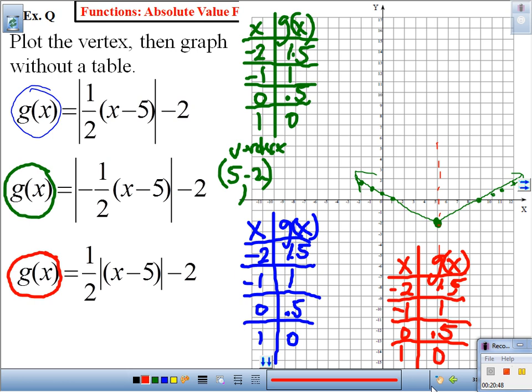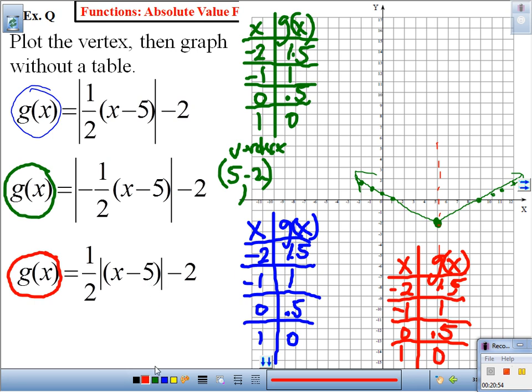Can you remember what you guys notice? It's all the same. So some of you are saying, Mr. Q, but how is it the same? Okay, so what am I trying to convey? That it doesn't matter if we have a fraction outside or inside, we're going to get the same function as long as the vertex is the same.